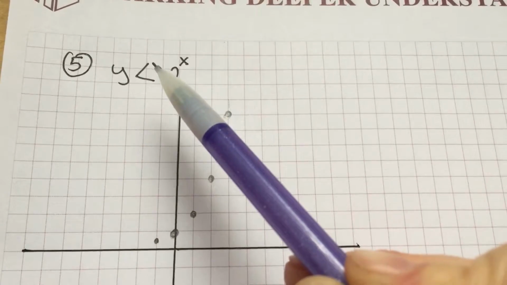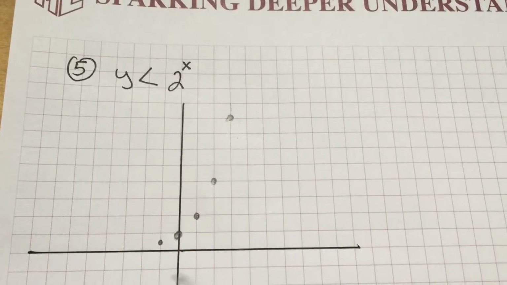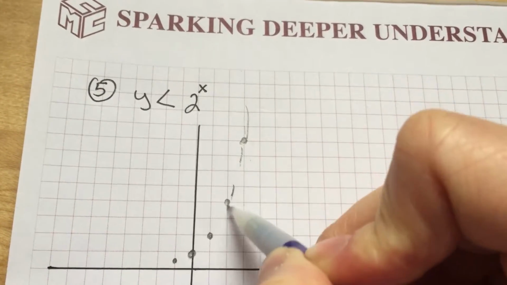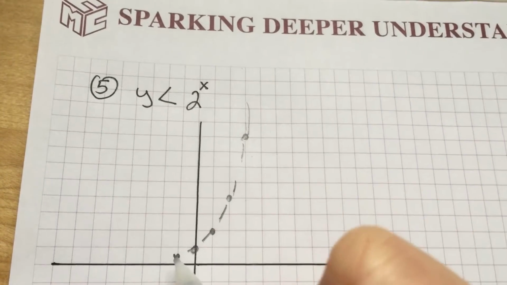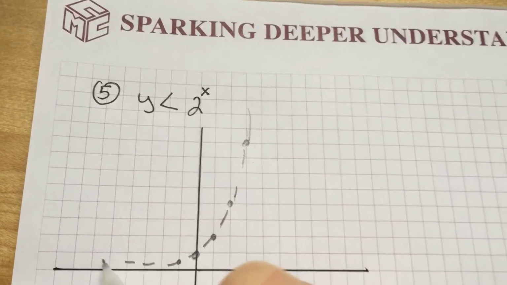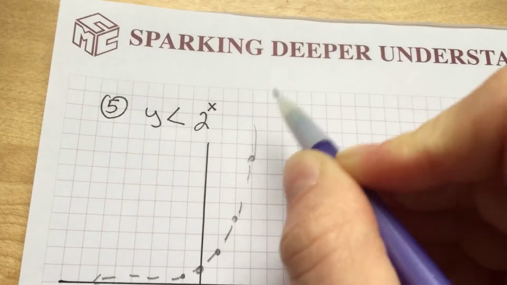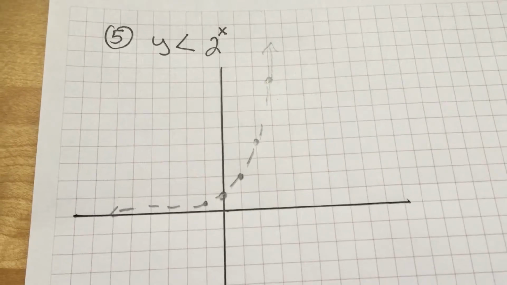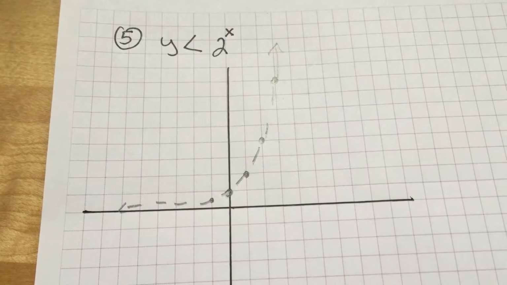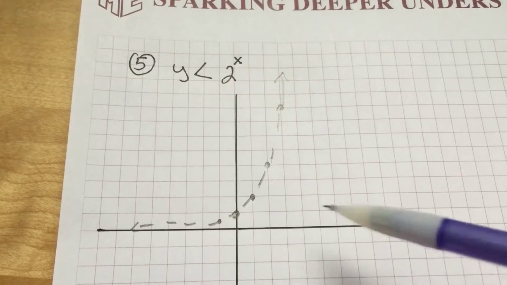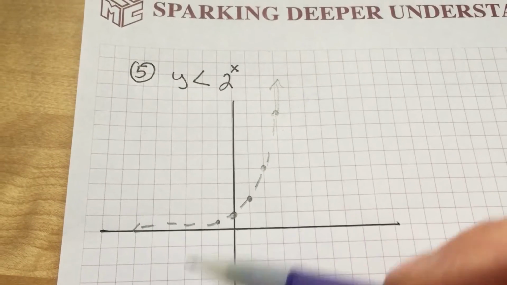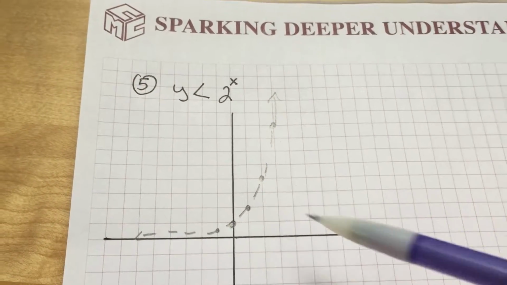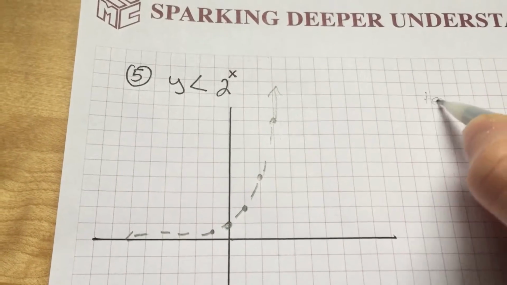So here's the first one. We have a less than symbol, which means that it's going to be dashed. So I'm going to go ahead and dash it up. Again, draw little arrows pointing in that direction to the best of our ability. Now we're going to shade below, it says. I want to make sure that this is a true statement, so I'm going to shade all below your exponential.